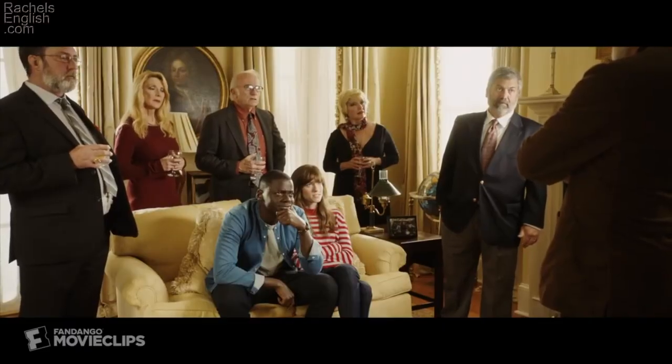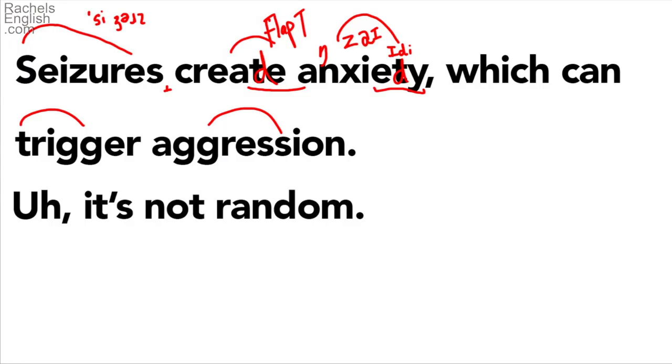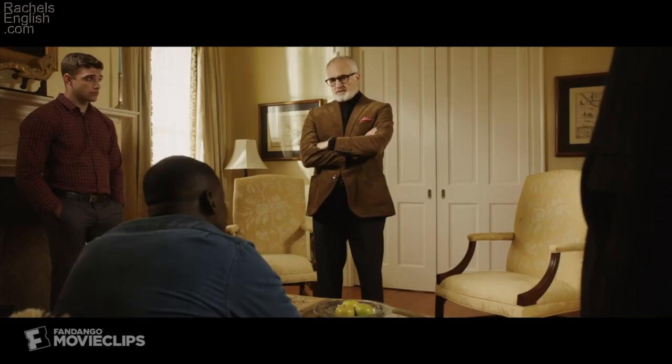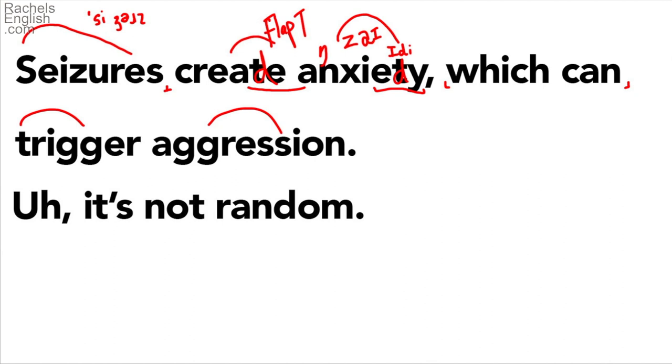Create anxiety, which can trigger aggression. So then we have two more unstressed words, which can, before our stressed word trigger. So how are these two words pronounced? Which can trigger. Which can, which can. Very fast, low in pitch, flat. Remember, we really need this contrast of this kind of word, which can, against words that have that up-down shape, that stressed syllable like anxiety.